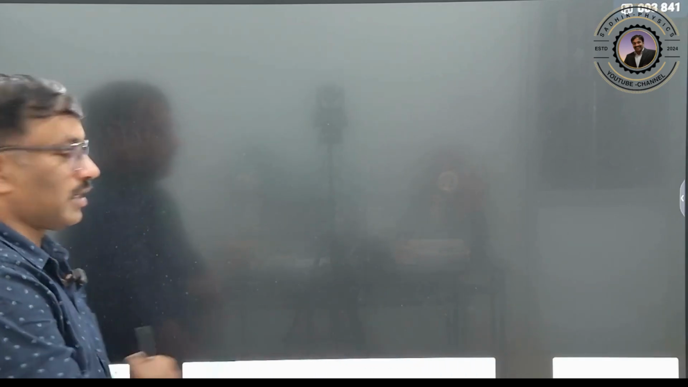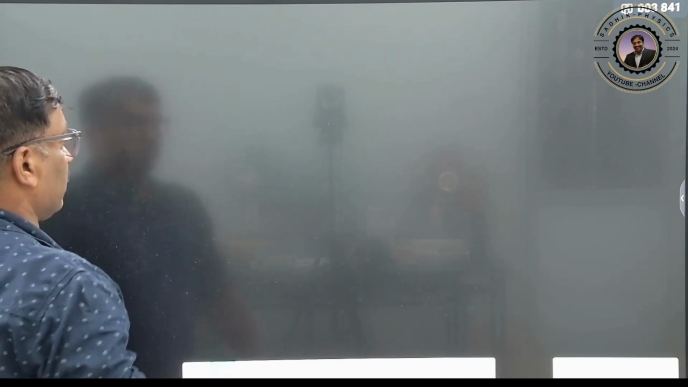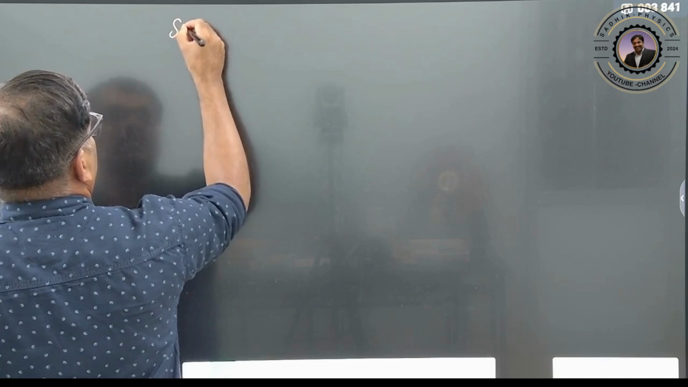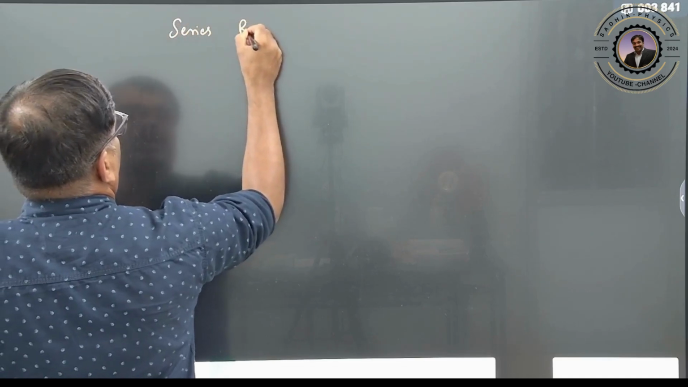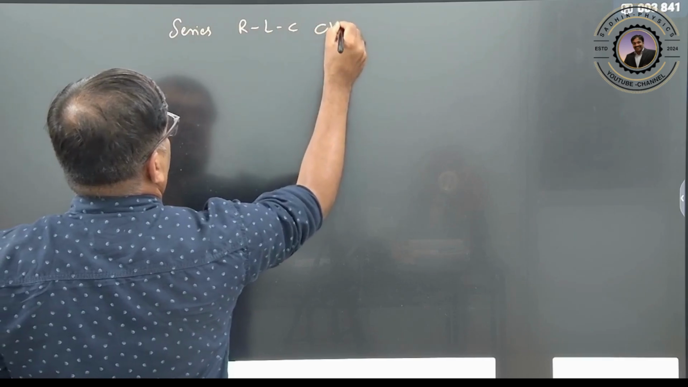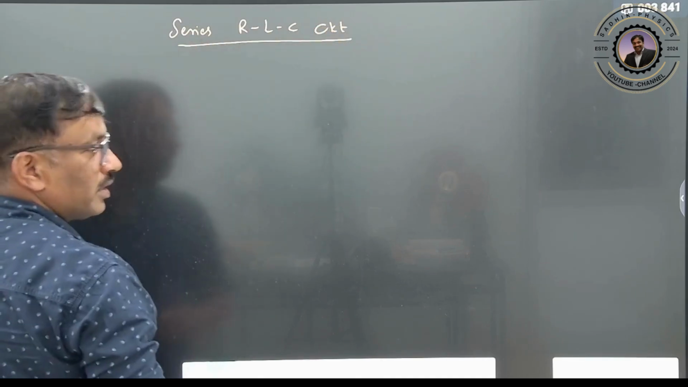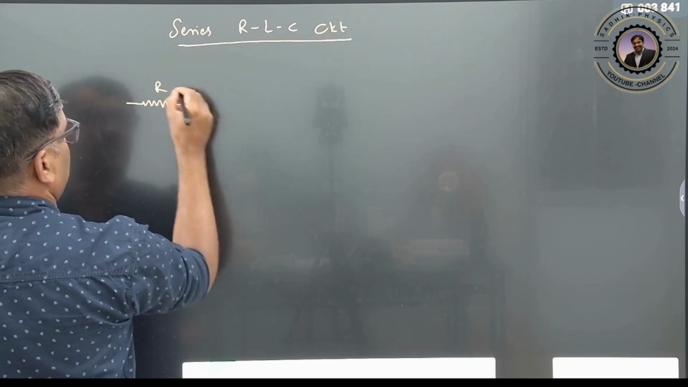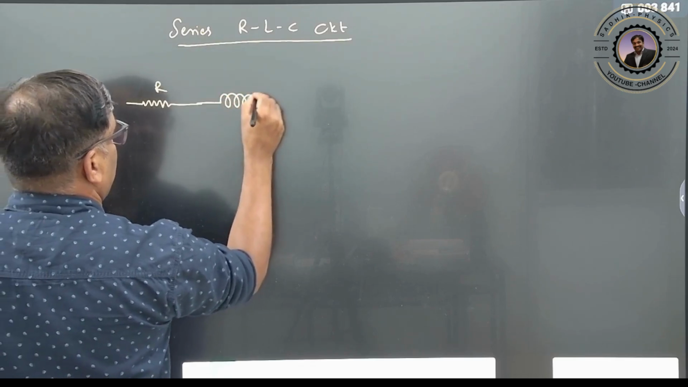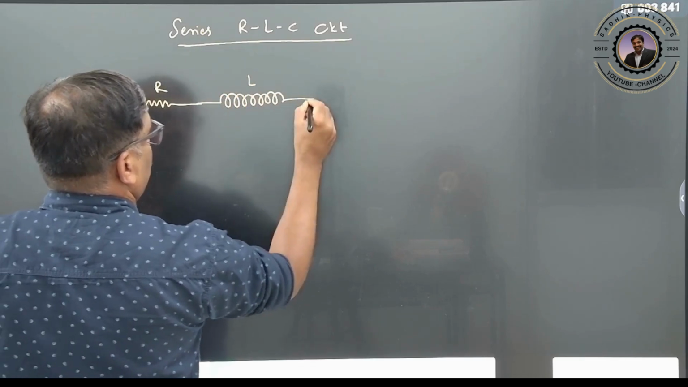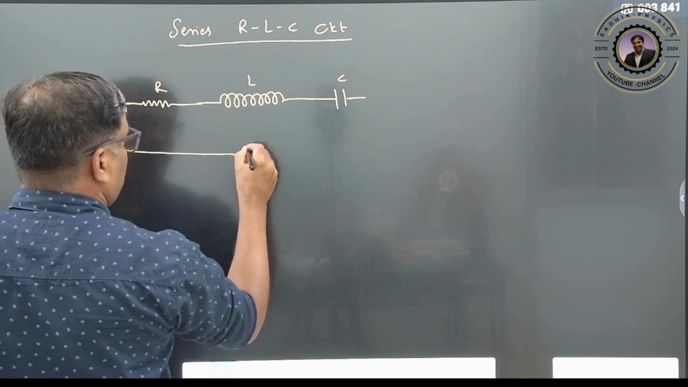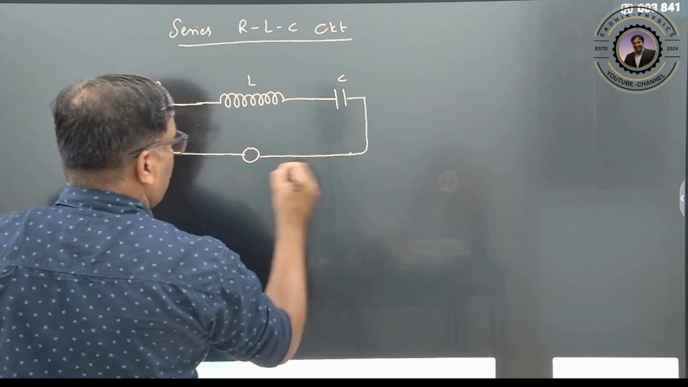Part 2. Let us apply alternating current across the RLC circuit. Let us take a series RLC circuit. In the series there is one resistor, one inductor, and one capacitor, and we are going to connect an alternating current source across all of this.